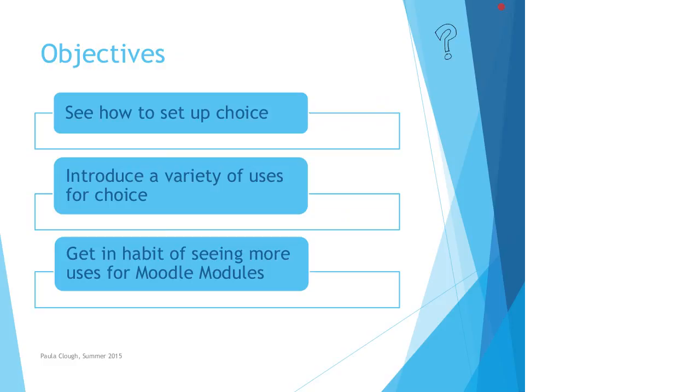The objectives for today are to work with the choice module, show you how to set it up, and introduce a variety of uses for the choice. Also, one of my objectives: when I was first starting to use Moodle, I found that I was using everything in very narrow ways, and when I started looking at the modules, I found out that there was a whole lot of different ways that I could use them. So part of my objective is to get you in the habit of seeing different kinds of uses for your Moodle modules.